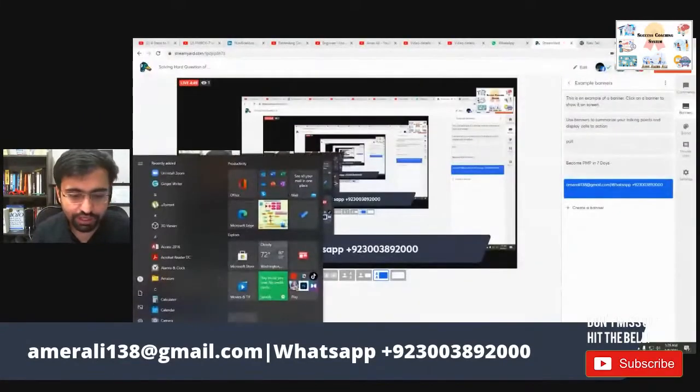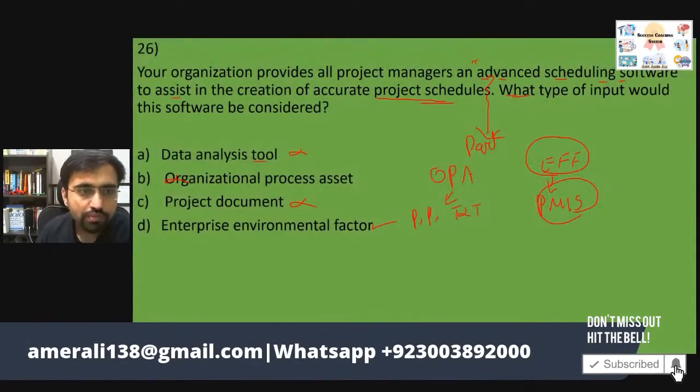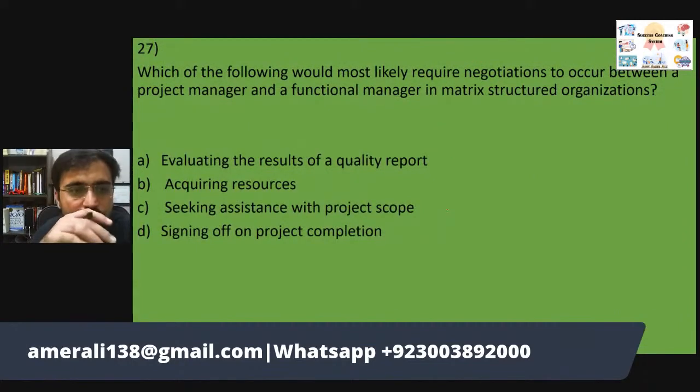Okay, let's move to the next question. Question number three. Okay, so it does not have a last line, so I'm gonna read the question. Which of the following would most likely require negotiation to occur between a project manager and a functional manager? So we are working in a matrix structured organization. So which of them will require it? Like, what is a matrix organization? Now we have three types of matrix organization: weak matrix, balanced matrix, and strong matrix.